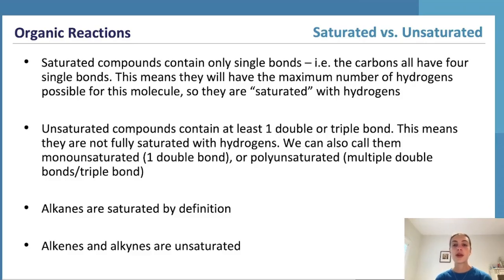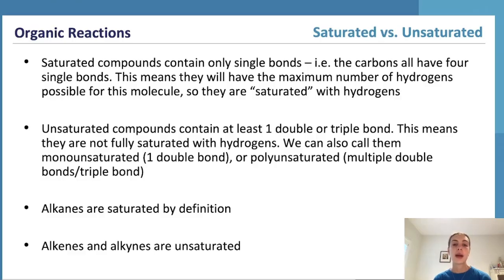So before we look at the organic reactions though, we need to have an understanding of saturated and unsaturated compounds. Saturated compounds are compounds that contain only single bonds. So this basically means that all carbons have 4 single bonds. The maximum number of hydrogens possible for the molecule are present due to there being only single bonds. So the molecule is entirely saturated with hydrogens.